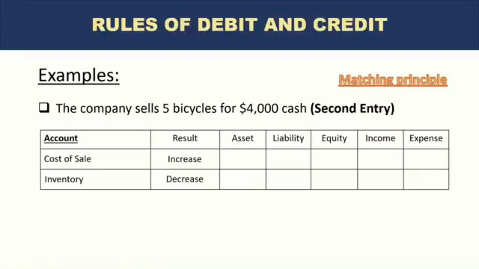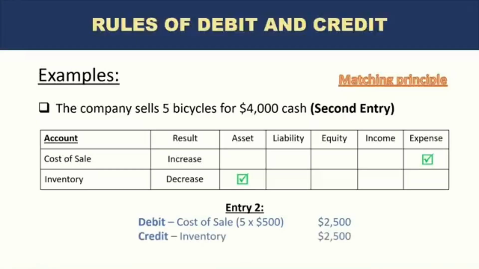Cost of sale is an expense. Inventory is an asset. So the accounting entry would be debit cost of sales 5 times 500. We know the cost per single bicycle is 500. So the cost of 5 bicycles would be 2500, and credit the same amount, which is inventory, by 2500.